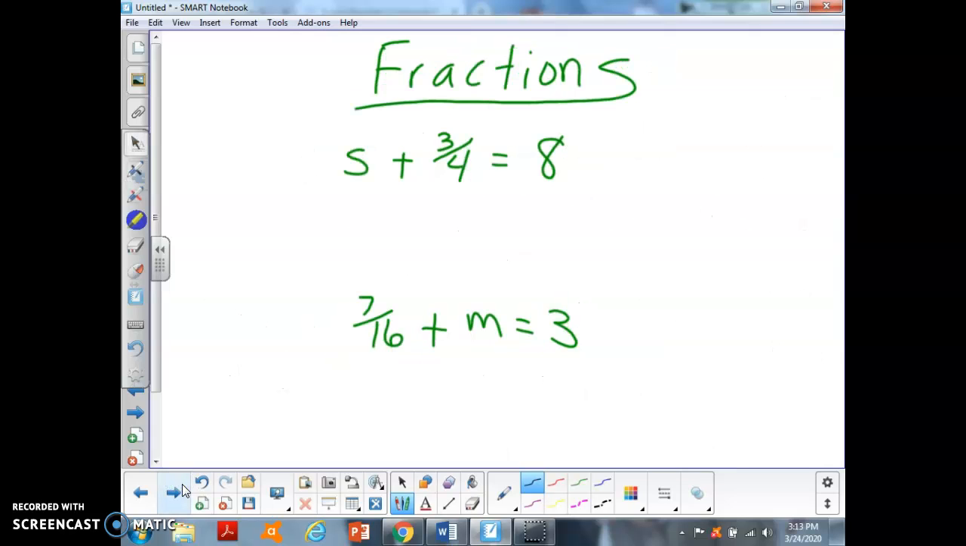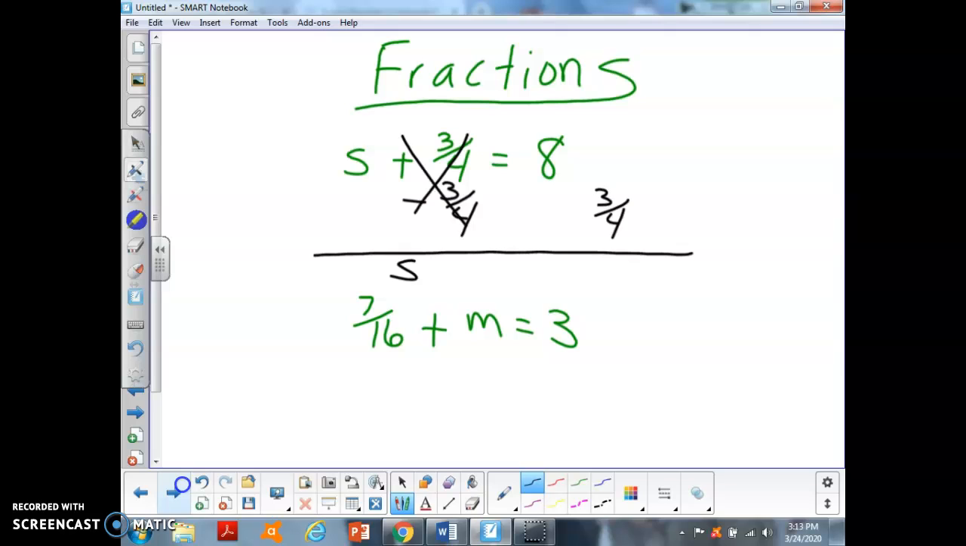Last one deals with fractions. We do the inverse operation, subtract. We got to subtract 3/4, but I got to put it over there. That gets nothing. I get s left. Got to borrow the whole fraction again. So that's 4/4.